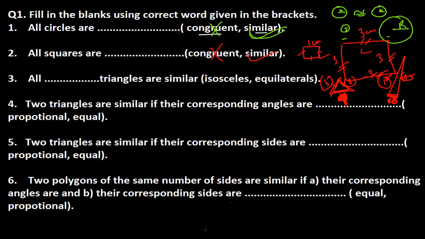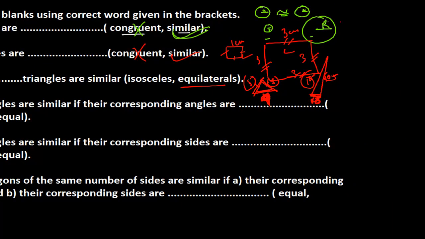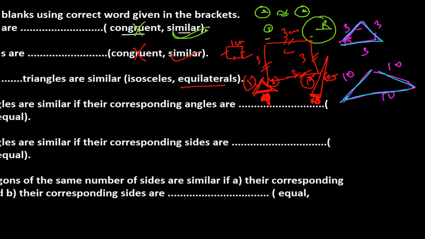But if you talk about equilateral triangles, it is something like this. You have one triangle with sides 3 centimeter, 3 centimeter, 3 centimeter, and all the angles are 60, 60, 60. Another equilateral triangle has sides 10, 10, 10. If you make the ratio, you get 3 over 10 everywhere, so all the sides are proportional and angles are equal. So all equilateral triangles are similar, but not isosceles triangles.